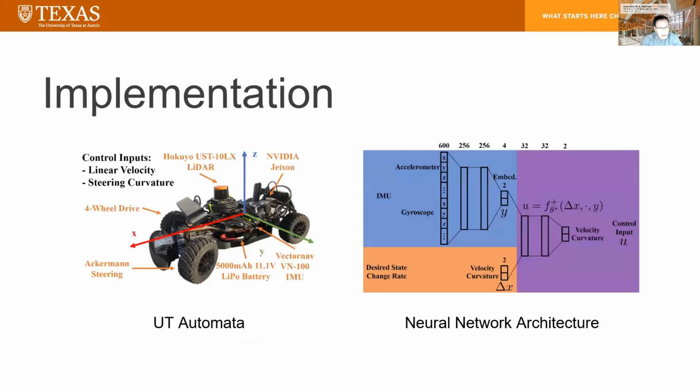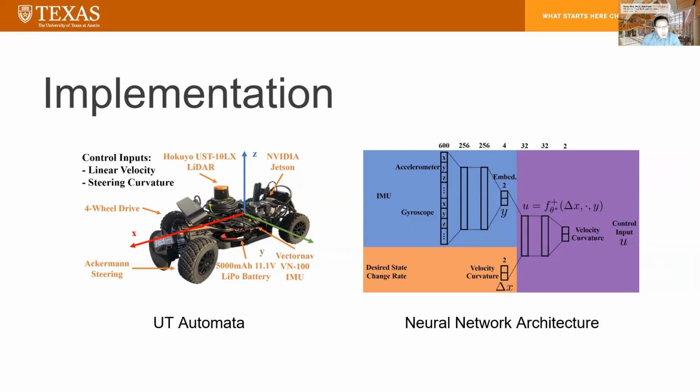To implement this, we implement our approach on our UT autonomous robot, which is a scale 1/10 autonomous mobile robot platform with Ackermann steering, and it also has four-wheel drive. It has an onboard Hokuyo 2D LiDAR for localization on a pre-mapped geometrical map, and a VectorNav VN100 IMU to provide the observations Y that capture the unknown world state W.